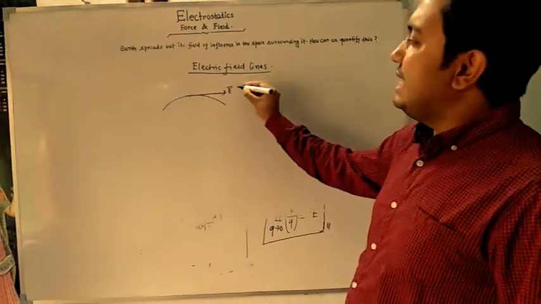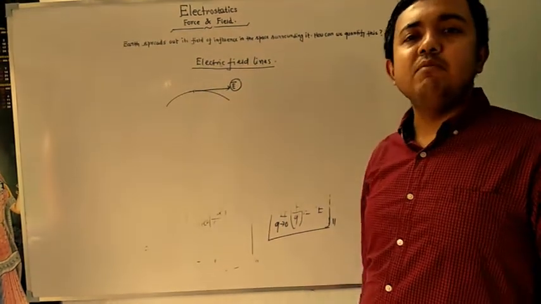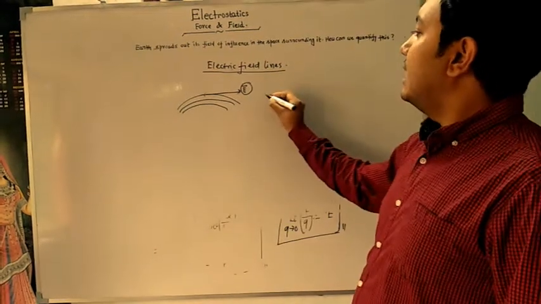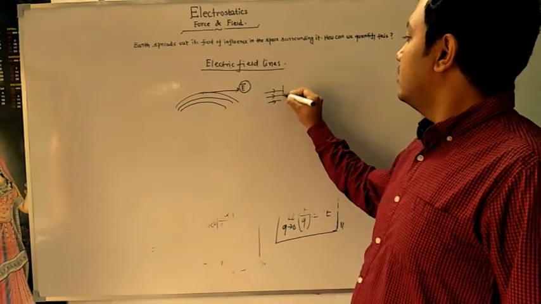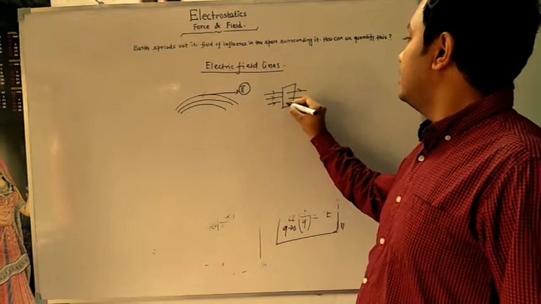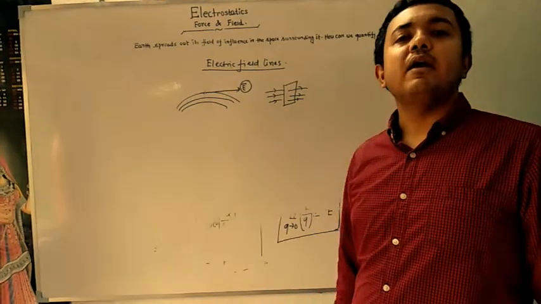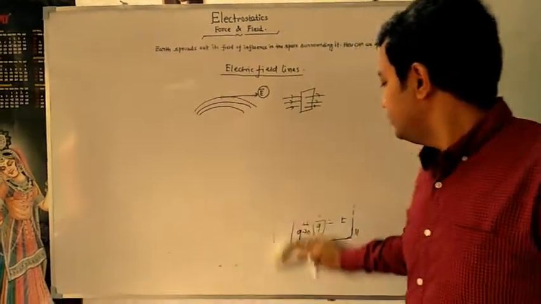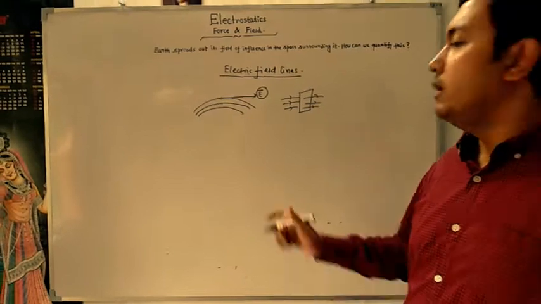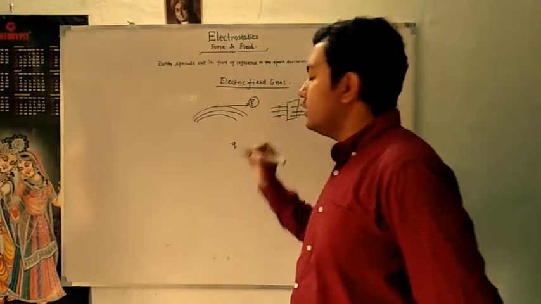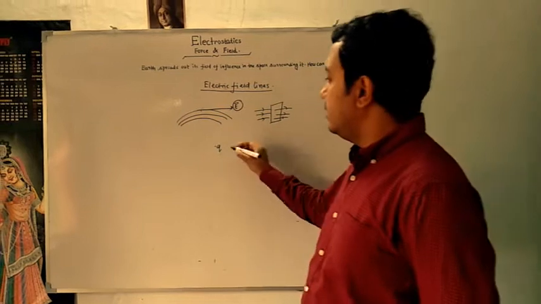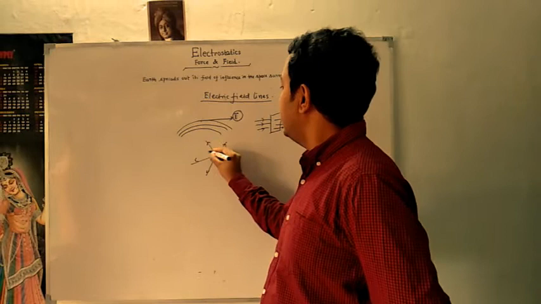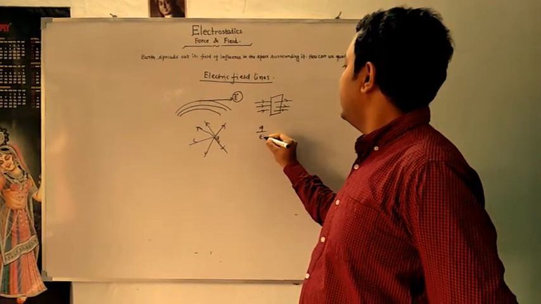And also the intensity of the electric field can be represented by the density of field lines, that is the lines crossing per unit area normally or in a perpendicular direction. Here, if we consider a charge Q, according to Maxwell, the number of field lines coming out from this charge Q will be Q by epsilon naught.